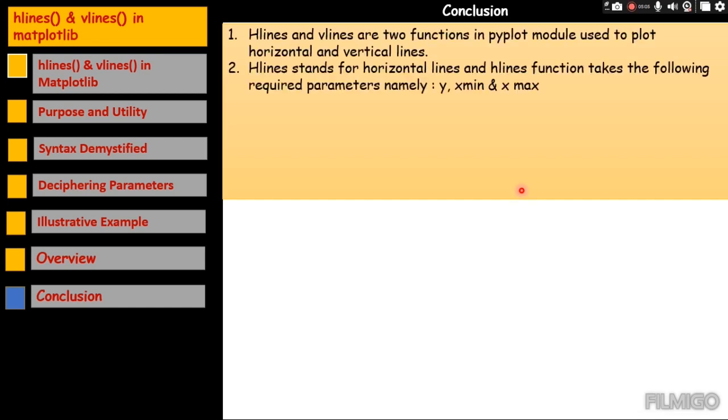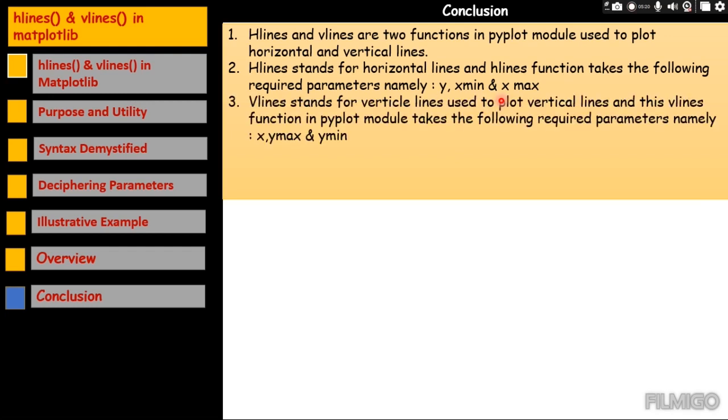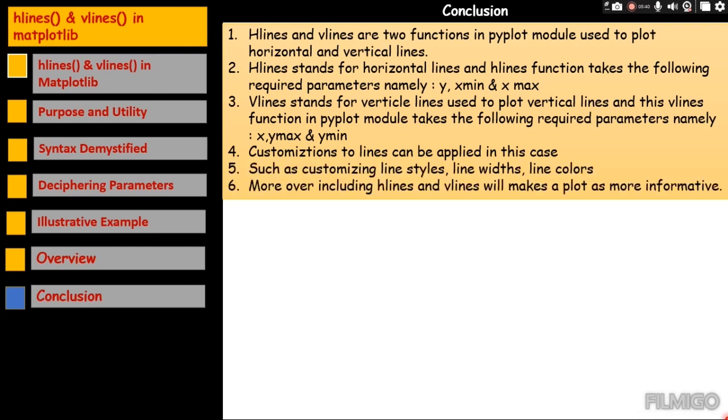And we can pass additional parameters such as line color, line width, line style to customize the hlines and vlines functions. Hlines and vlines are two functions in the pyplot module used to plot horizontal and vertical lines. Hlines stands for horizontal lines and the function takes the following required parameters, namely y, xmin and xmax. Vlines stands for vertical lines used to plot vertical lines, and this vlines function in the pyplot module takes the following required parameters, namely x, ymin and ymax. Customizations to lines can be applied in this case, such as customizing line styles, line widths, line colors. Moreover, including hlines and vlines will make a plot more informative.